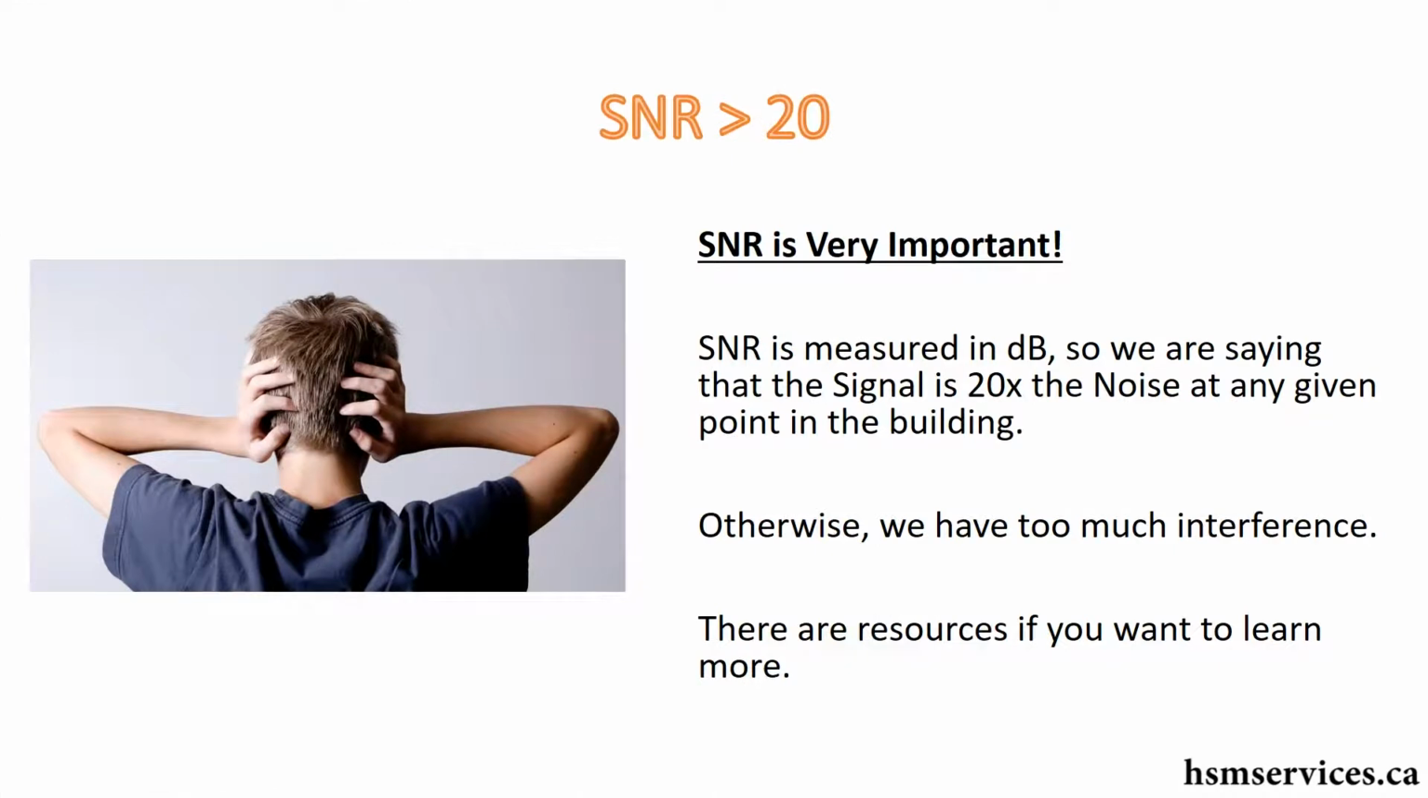So you need an SNR that's over 20. Basically what we're saying is that the signal is 20 times the noise at any point in your building based on a design that you're going to make. If the signal is too weak or the noise is too high and the SNR is less than 20, then you have too much interference, and that's not good.